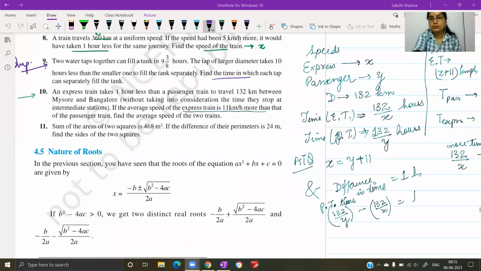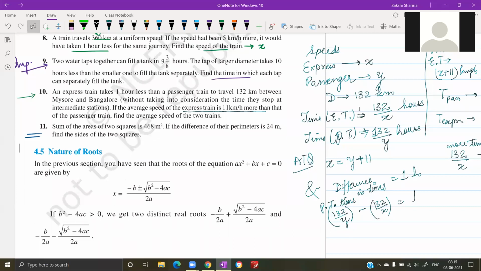Rajvansh, can you help me do question number 11? How would you begin? Ma'am, first we will take the side of the squares as x meter and y meter.